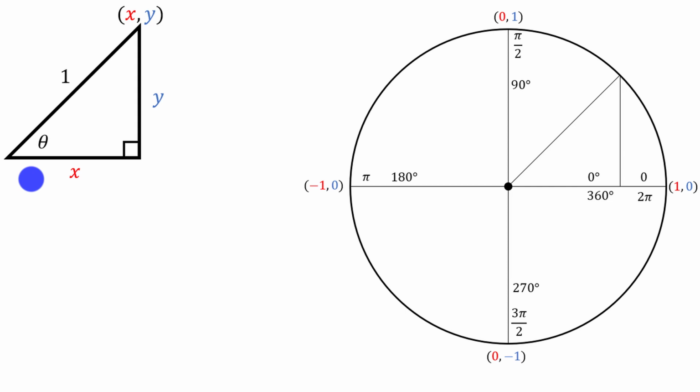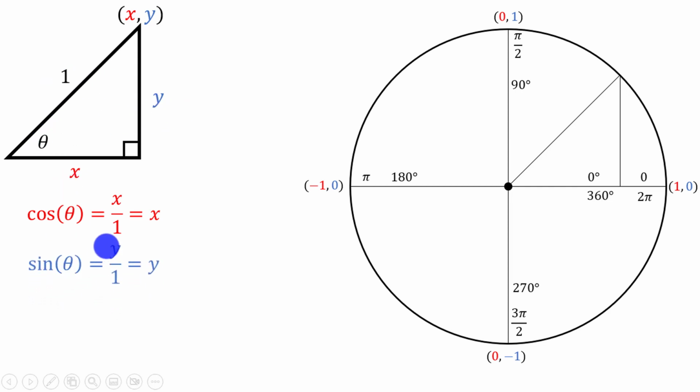Cosine of theta is adjacent over hypotenuse, which will just be x divided by 1. So cosine of theta is x over 1, which is the same thing as x. If we want to find the x-coordinate on the unit circle, just take cosine of theta. Sine of theta, on the other hand, will be opposite over hypotenuse, or y over 1. So sine of theta is equal to y over 1, which is just y. So in order to find the y-coordinate on the unit circle, just take sine of theta.